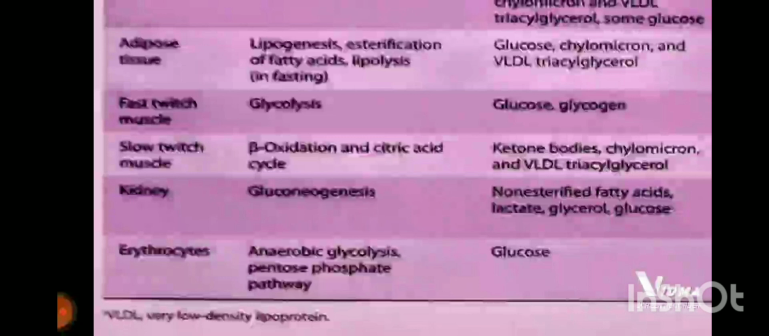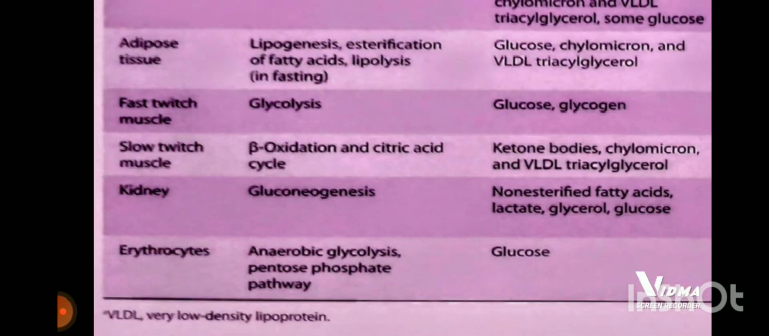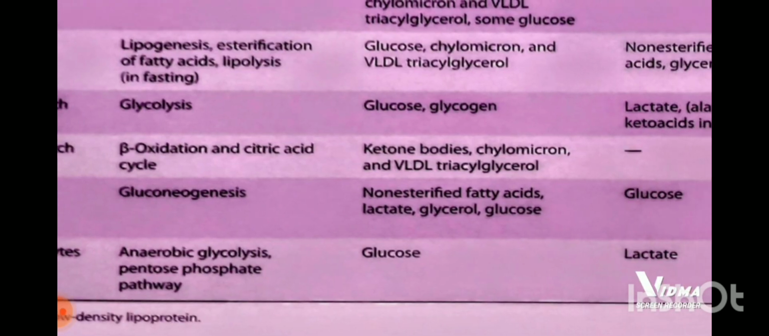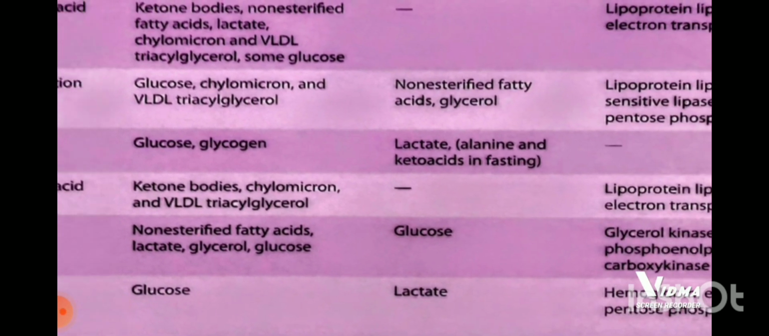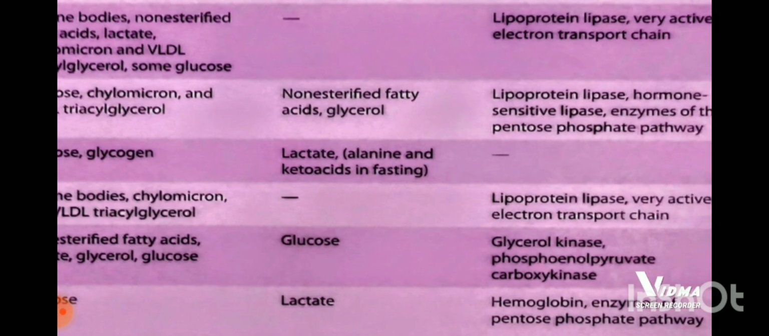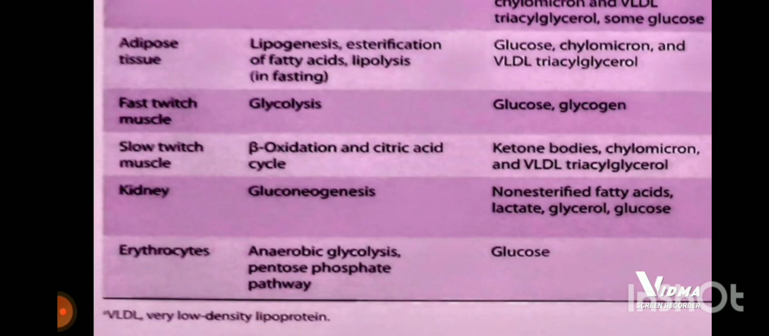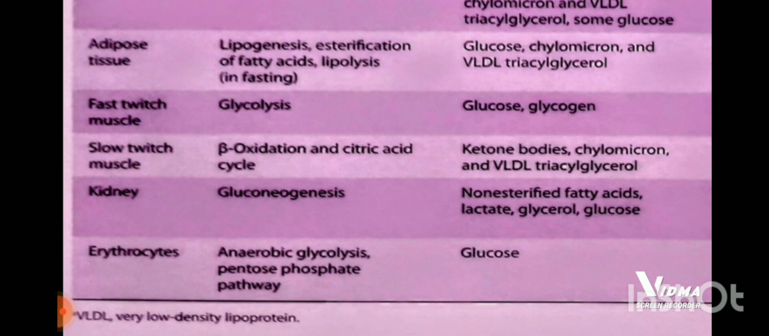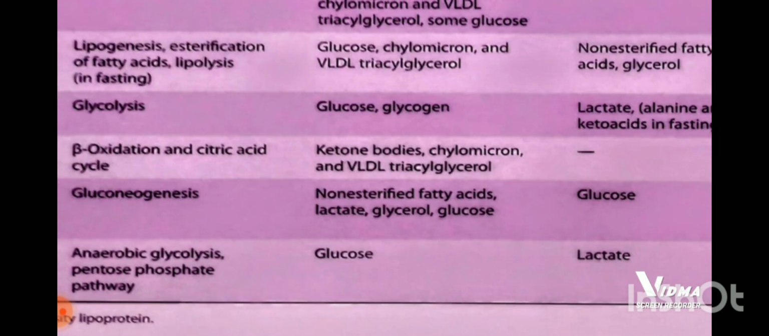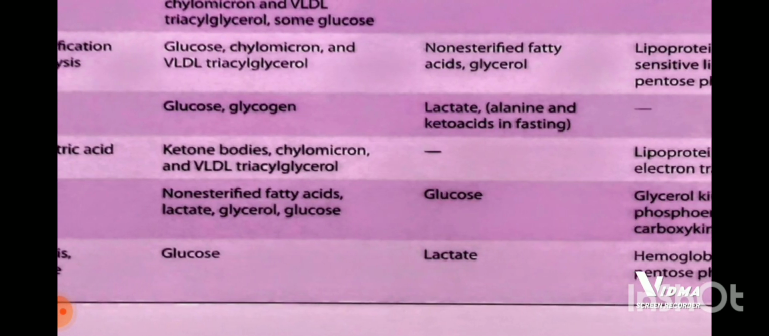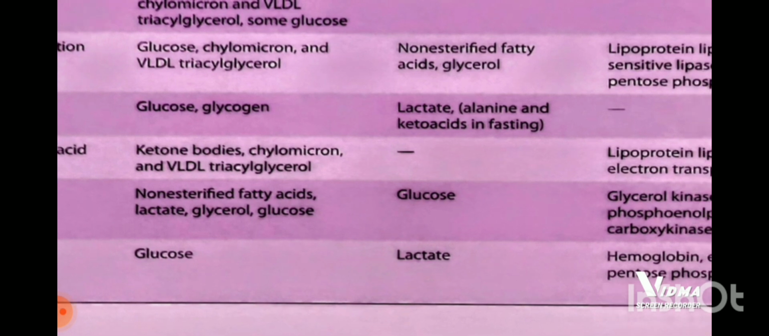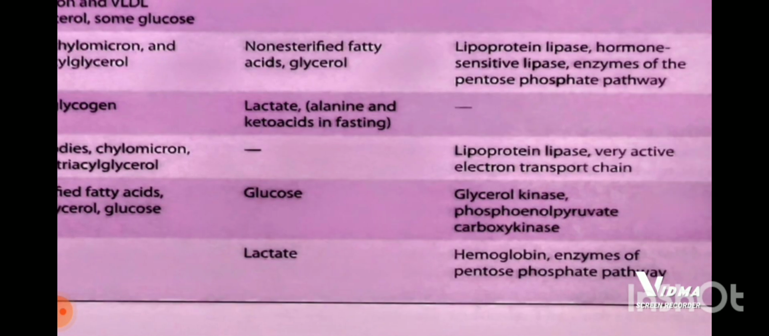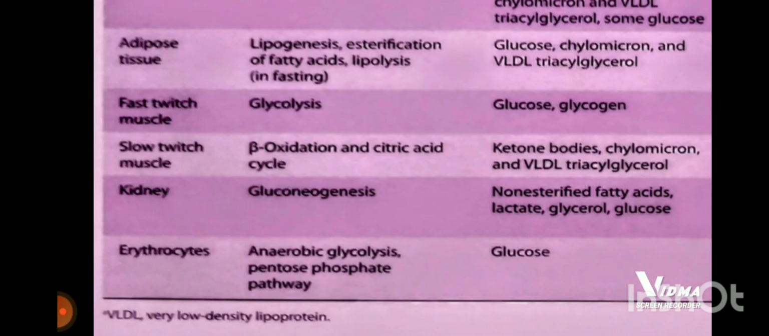In kidney: gluconeogenesis, non-esterified fatty acid, lactate, glycerol, glucose, and the enzymes glycerol kinase and phosphoenolpyruvate carboxykinase. In erythrocytes: anaerobic glycolysis as well as the pentose phosphate pathway. Main substrate is glucose. The product exported is lactate, with hemoglobin and enzymes of the pentose phosphate pathway. All are used.